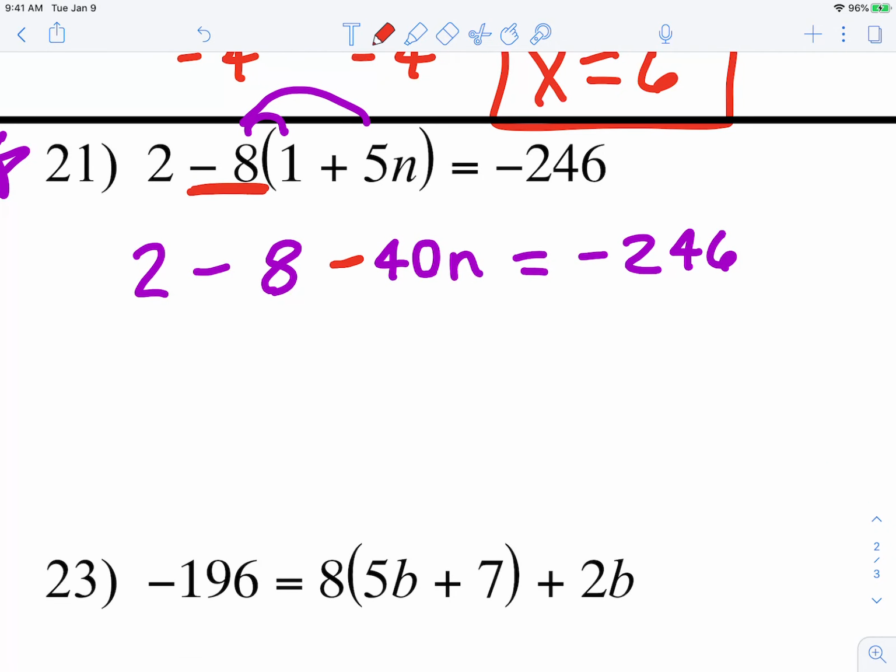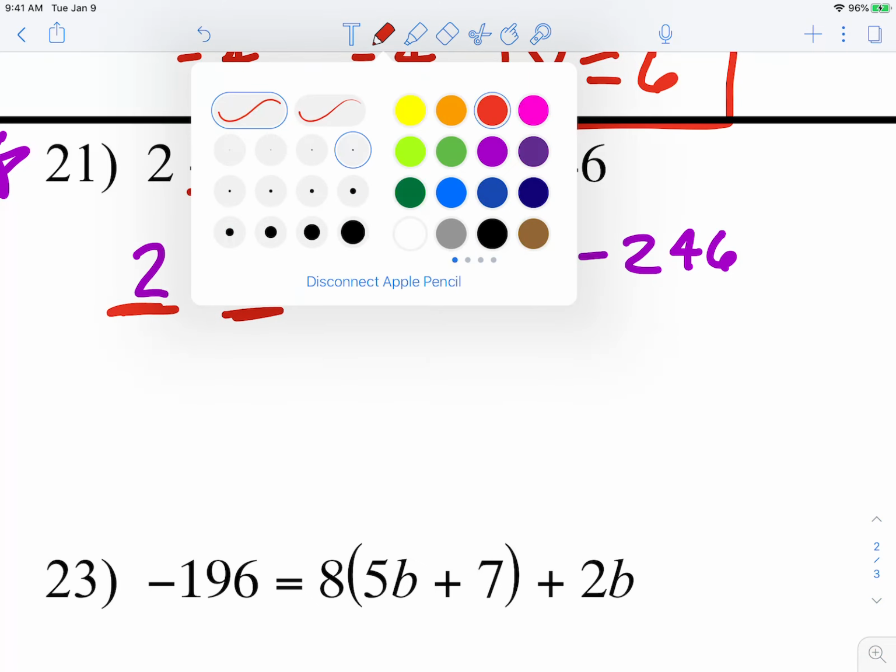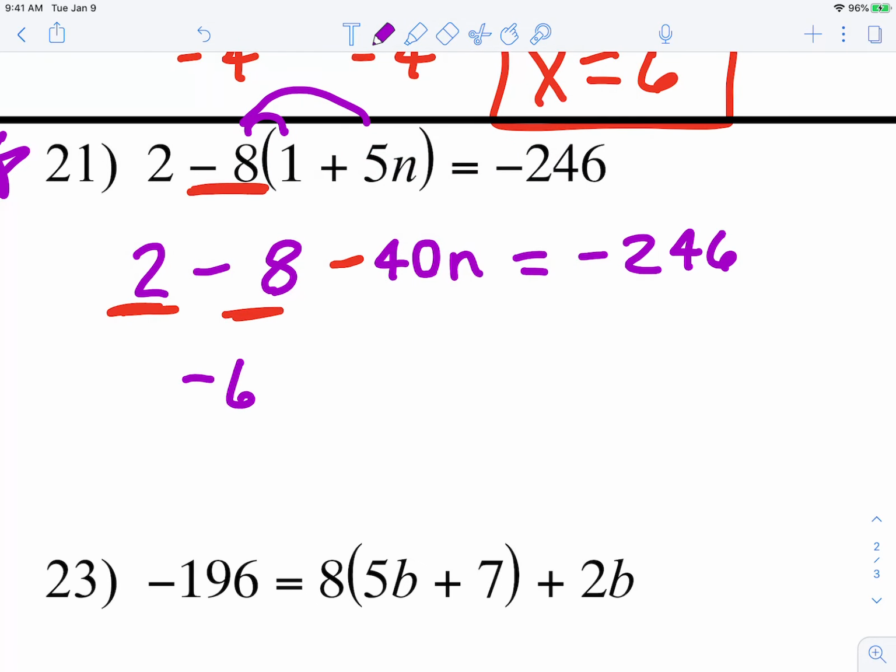Okay, from there we'll combine like terms. This is a positive 2, and then a negative 8. That'll combine up to negative 6.